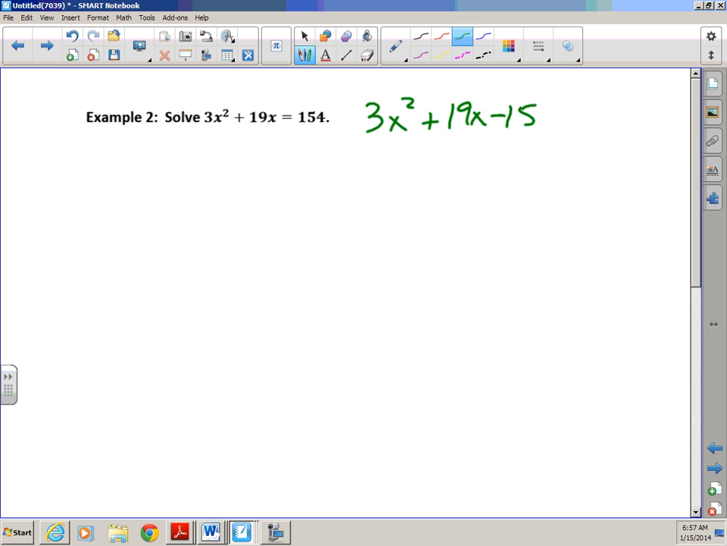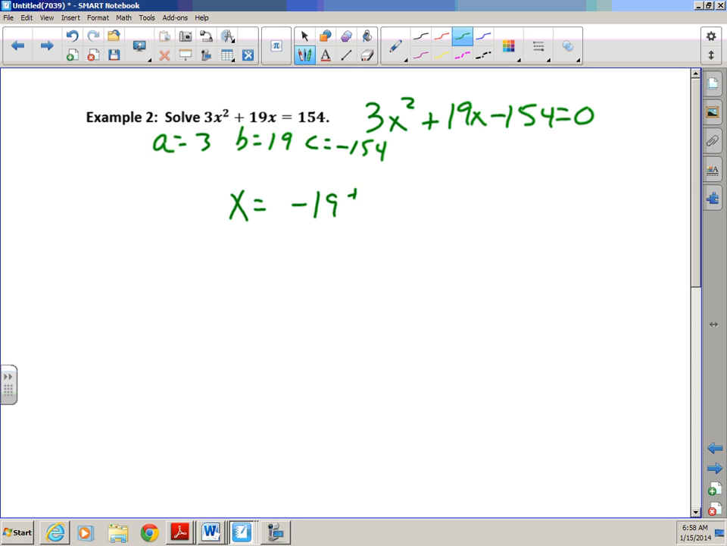If you don't do that, it's not going to work. Signs are going to be off. Okay? A is 3, B is 19, C is negative 154. It should be somewhat obvious to you to use the quadratic formula based upon the coefficients of A and B and the value of C.